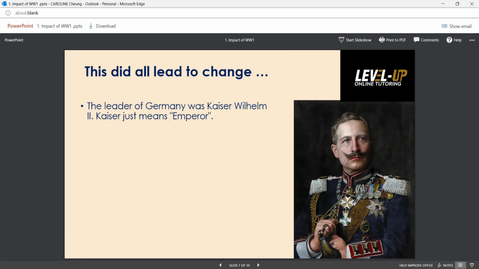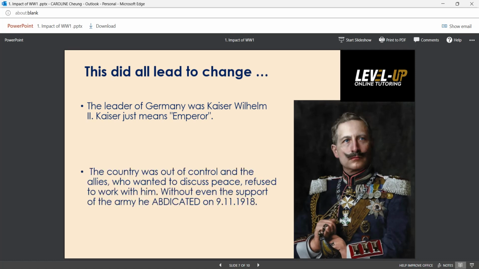Sadly for Wilhelm and for Germany, the moustache is the only thing that's fantastic about him. As a leader, he is not good at all. Far too confident. He's massively overconfident. He won't listen to advice. And he is one of the leading causes of World War One, his attitude. He's not the only one, but he is up there. So he is in charge.